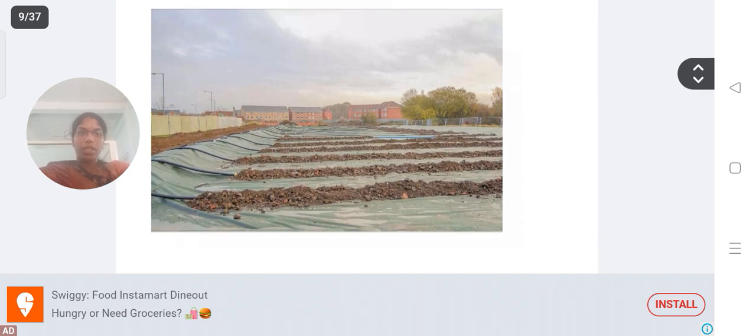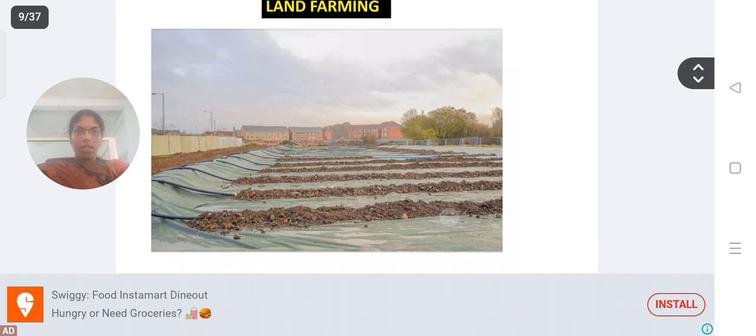Here we see the land farming technique. It is one of the bioremediation techniques. 3 to 4 months will be taken. This image gives a very clear view.